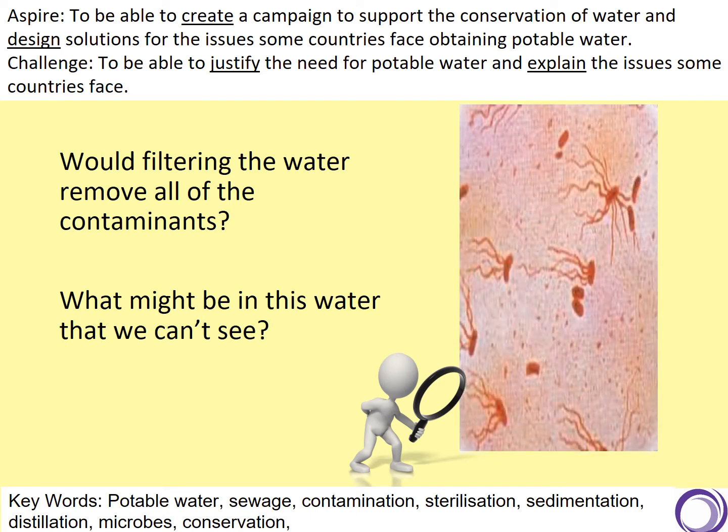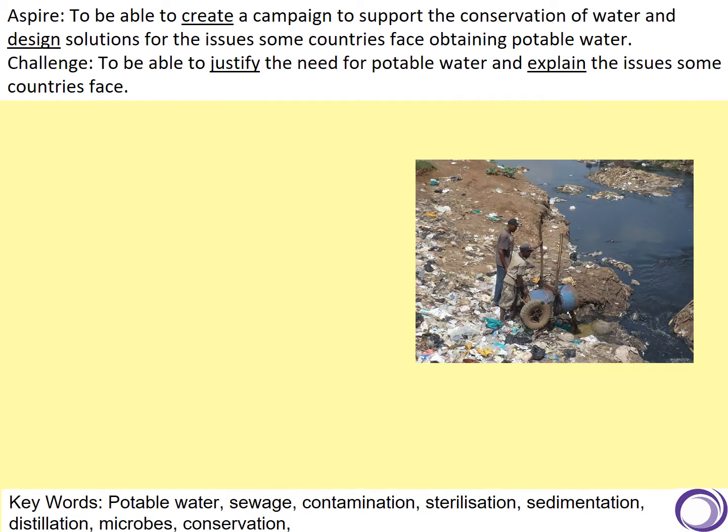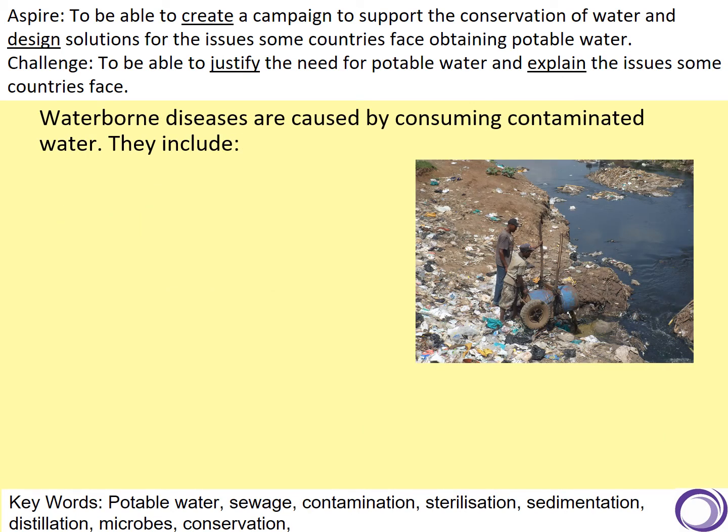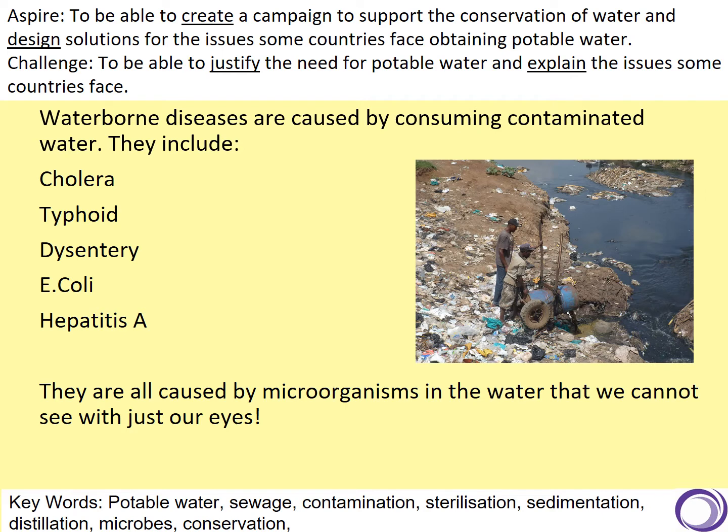And what we might be able to see is examples like this. This one is actually an example of typhoid bacteria, not something that you would particularly want to eat, and it would make you extremely ill in high numbers in your body. So waterborne diseases are caused by consuming contaminated water, and these diseases include things like cholera, typhoid, dysentery, E. coli, hepatitis A, and they're all caused by microorganisms in the water that we cannot see with just our eyes.